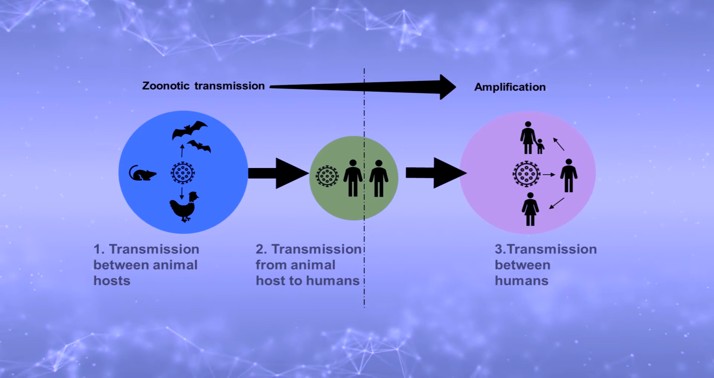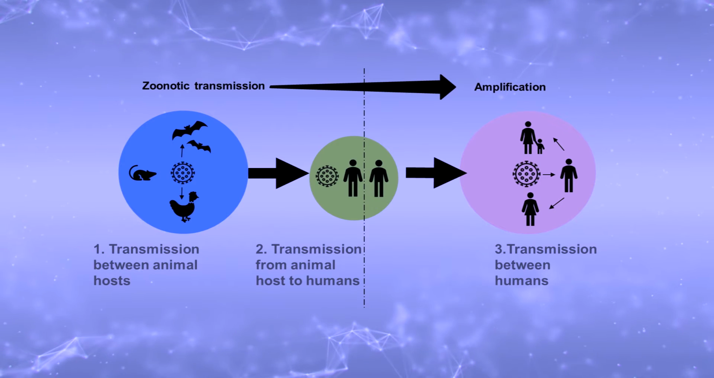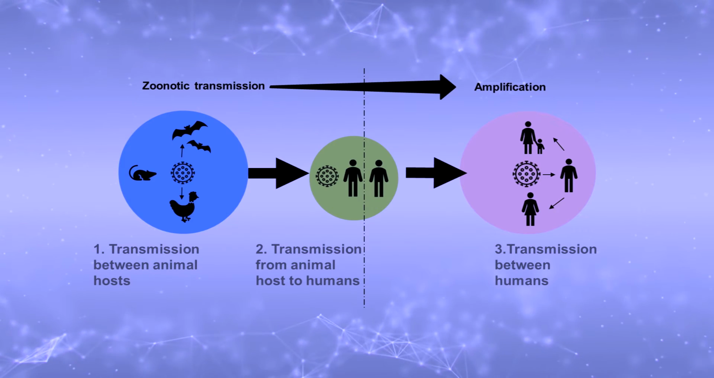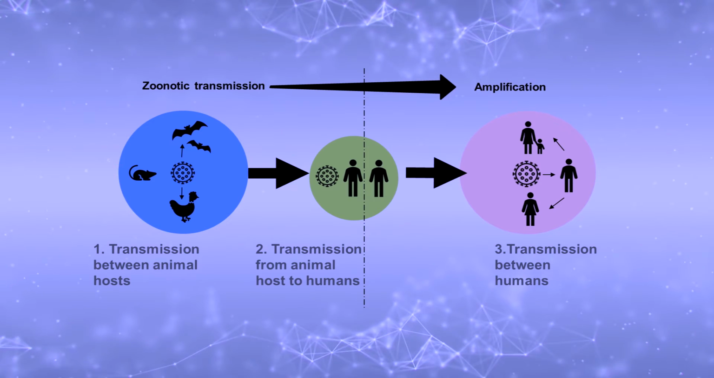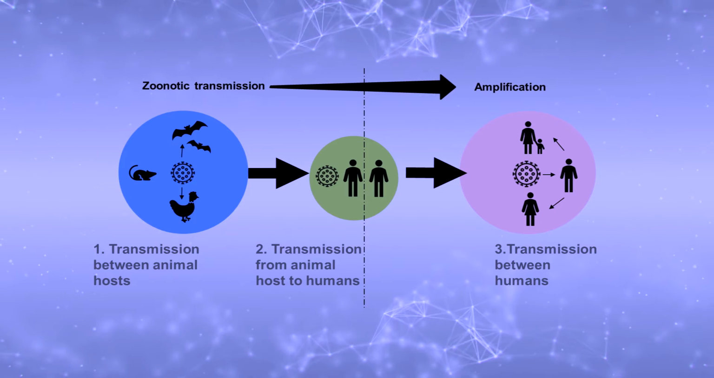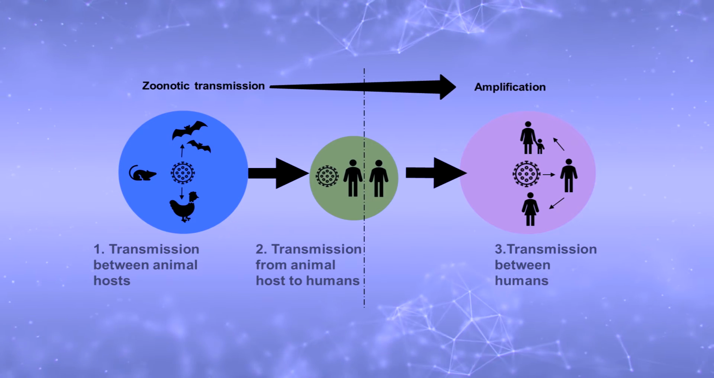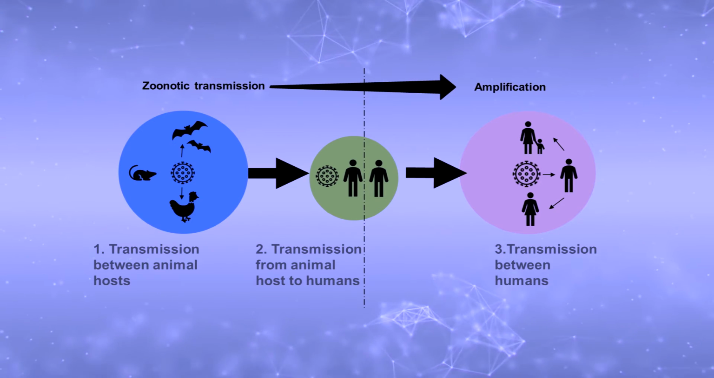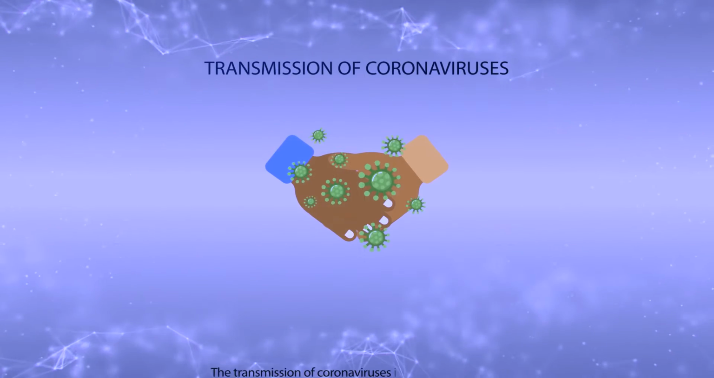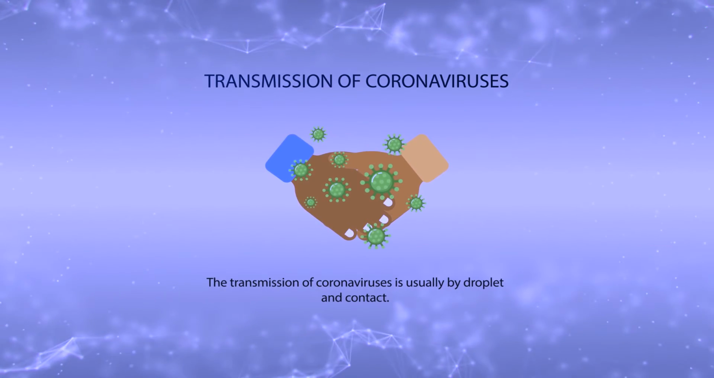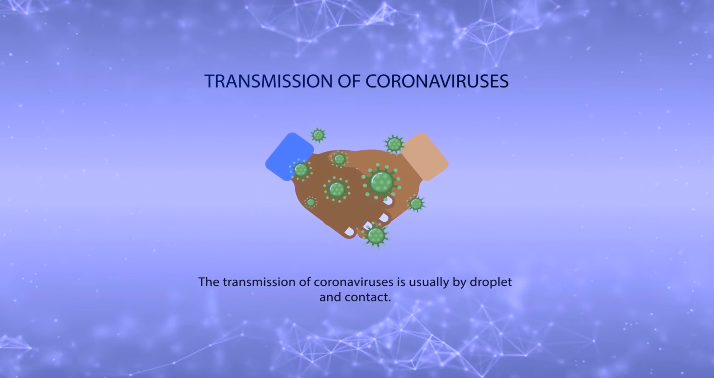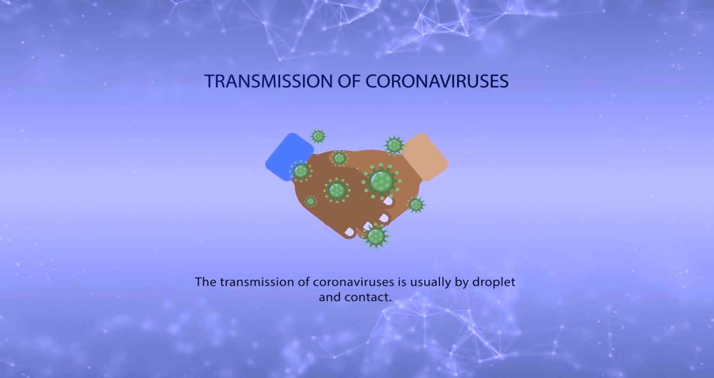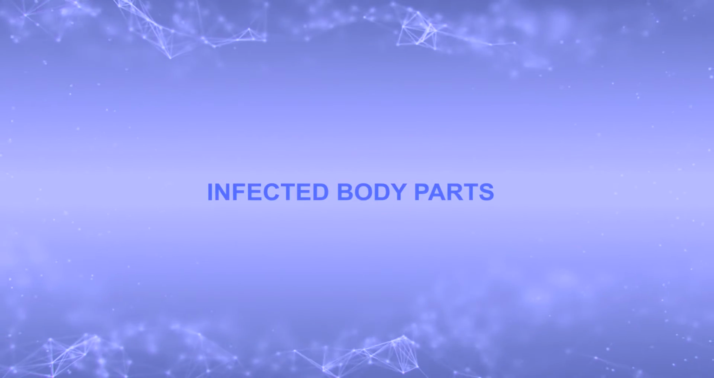Coronaviruses are zoonotic in nature. They are transmitted among animals and birds, and most notably between birds and humans. It is estimated that 70 to 80% of emerging and re-emerging infectious diseases are of zoonotic origin, that is, animal to human transmission. The transmission of coronaviruses is usually by droplet and contact. In some cases, these viruses have been found to be seasonal, with their incidence increasing in cold seasons.